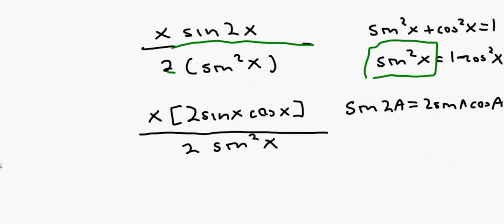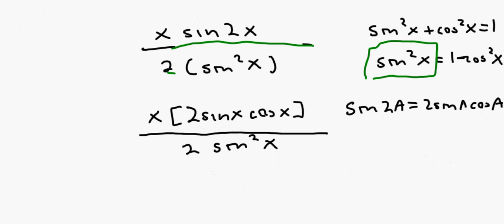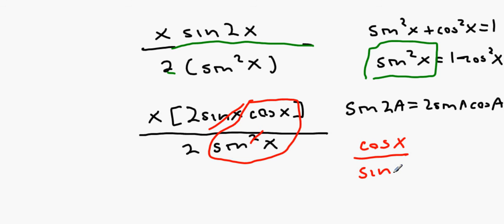Now what we can do with the sine squared x is cancel one sine x with one here, and then what we're going to be left with is cos x over sine x, and x over 2 on the other side. So if we just concentrate on the cos x over sine x part, which is this part here, we can look up the tables and figure out what this might be.